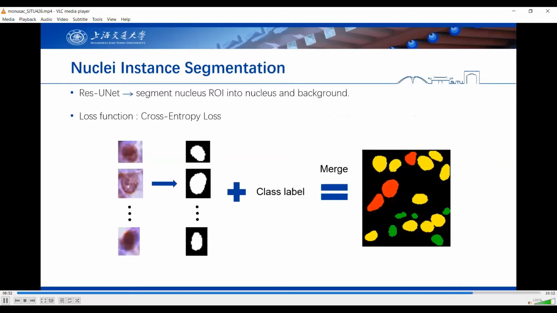As for the task of nuclear segmentation, ResUnet and cross-entropy loss are used for fine instance segmentation. Finally, we can obtain the segmentation and classification results of their instances and map ROI back to the original image to get the final results.